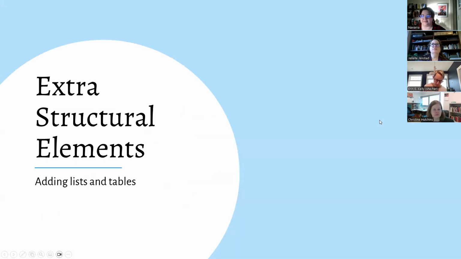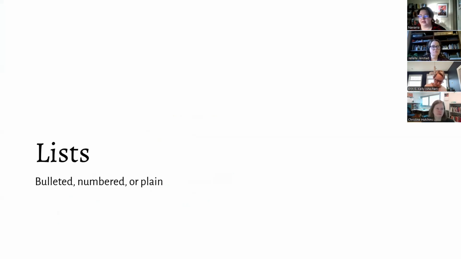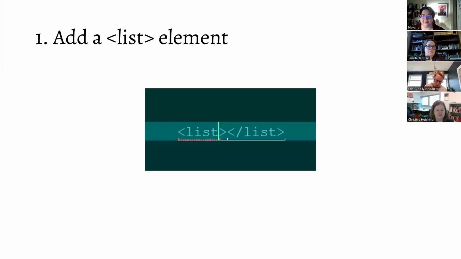So then we have some extra structural elements. Your basics are going to be done with your divs and your paragraphs. But you also might want some lists and some tables. Lists, you've got three options. They can be bulleted, numbered, or plain. And here's how you make them.